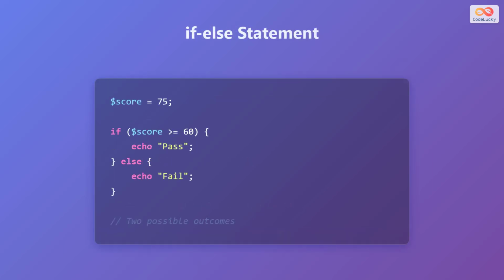Next, let's explore the if-else statement. Consider this example. We declare a variable named score and set it to 75. The if condition checks if the value of score is greater than or equal to 60. If it is, the code within the first set of curly braces executes, outputting "pass". Otherwise, the code inside the else block executes, outputting "fail". This construct allows for two possible outcomes based on whether the condition is true or false.